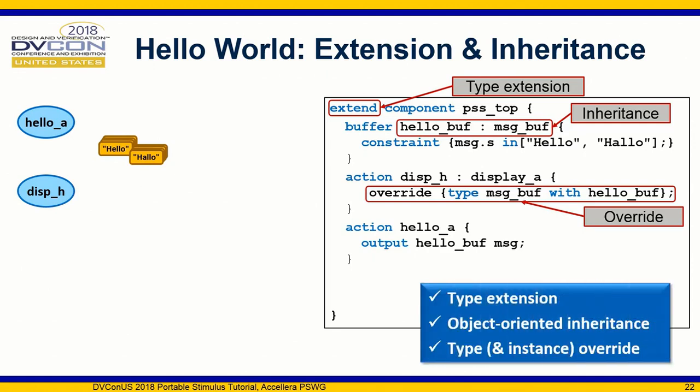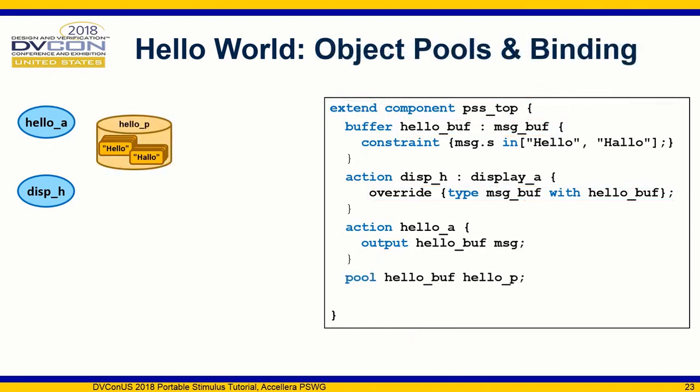So I have type extension, object-oriented inheritance, and type and instance override available as well. Now I've constrained my hello buff. I'm now going to say it's either in English or in German, just because. So now I have to be able to specify what I'm going to do with these things. So we create what's called a pool of hello buffs, and we call it LOP.